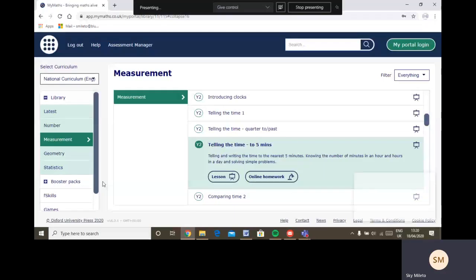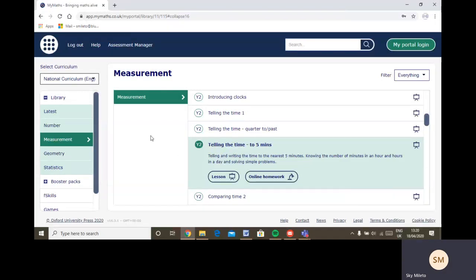Hello, Year 3. Thursday's lesson today, we are looking at telling the time to 5 minutes. So this is looking at the 5-minute gaps in time and writing the time to the nearest 5 minutes and knowing the number of minutes in an hour and hours in a day and solving some simple problems.